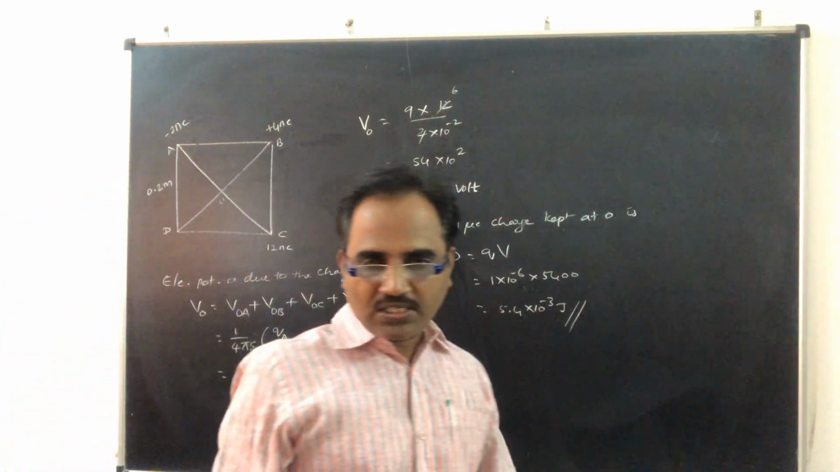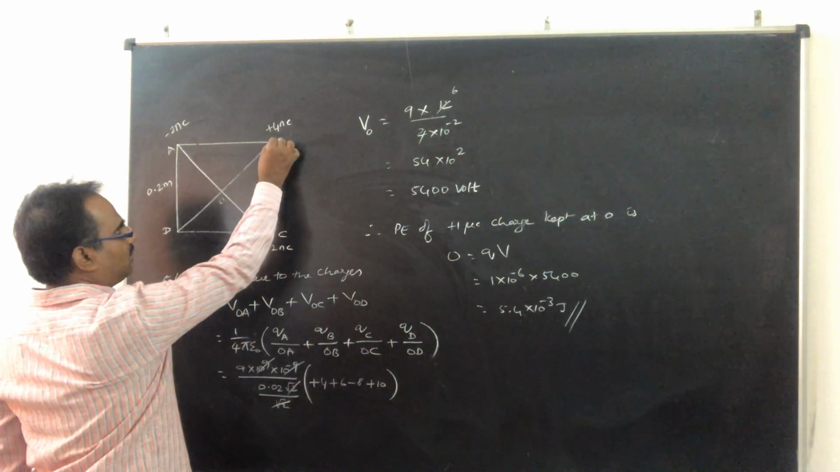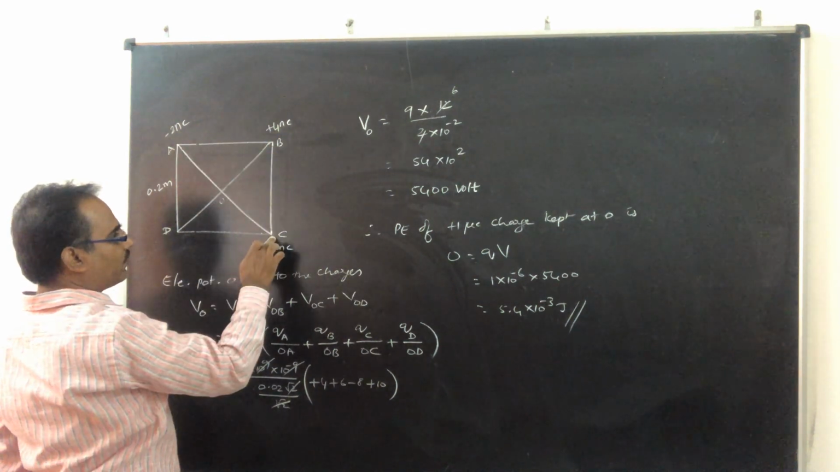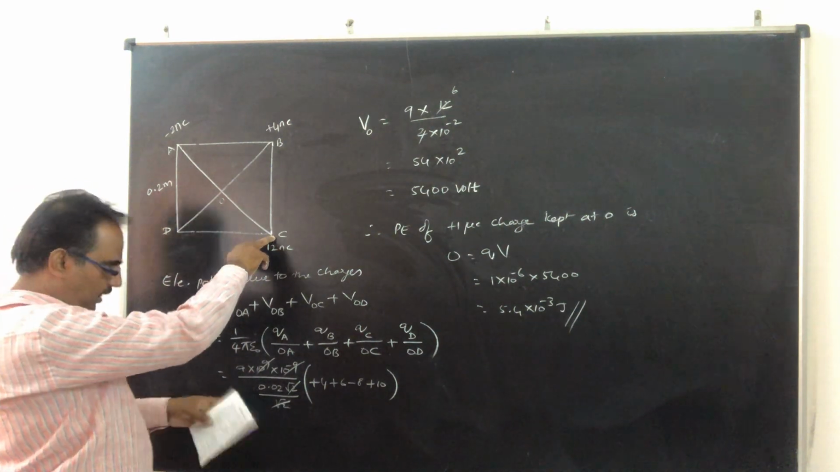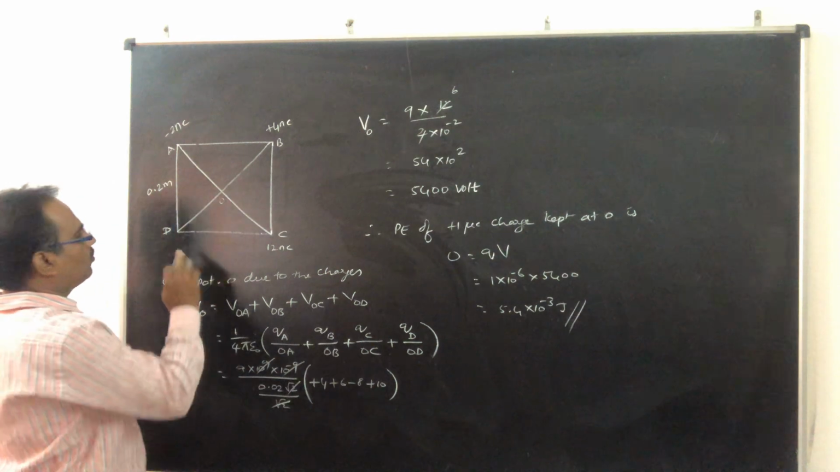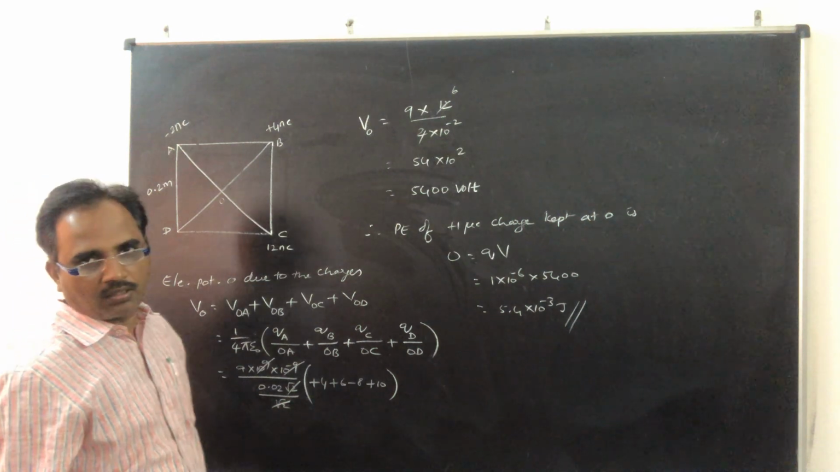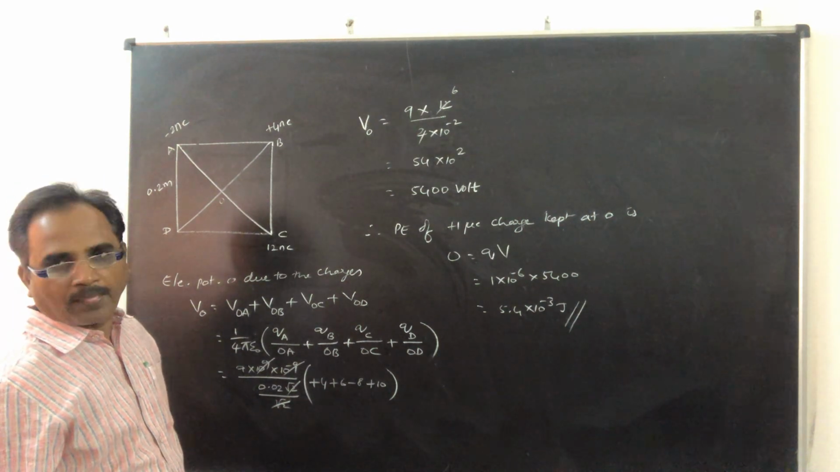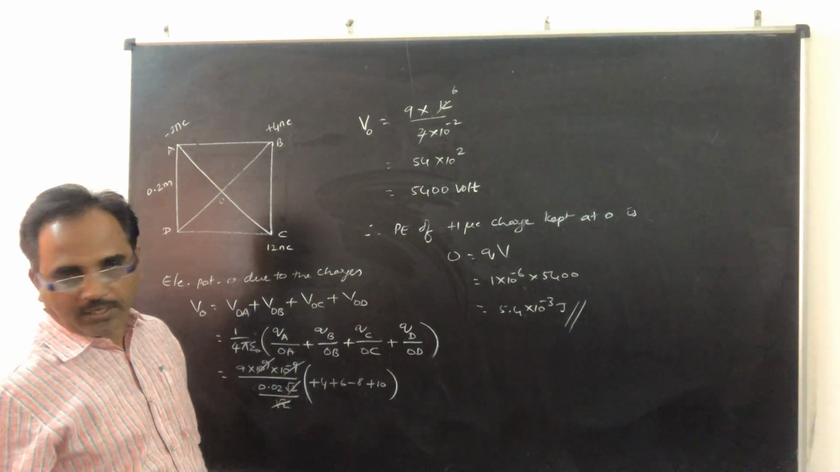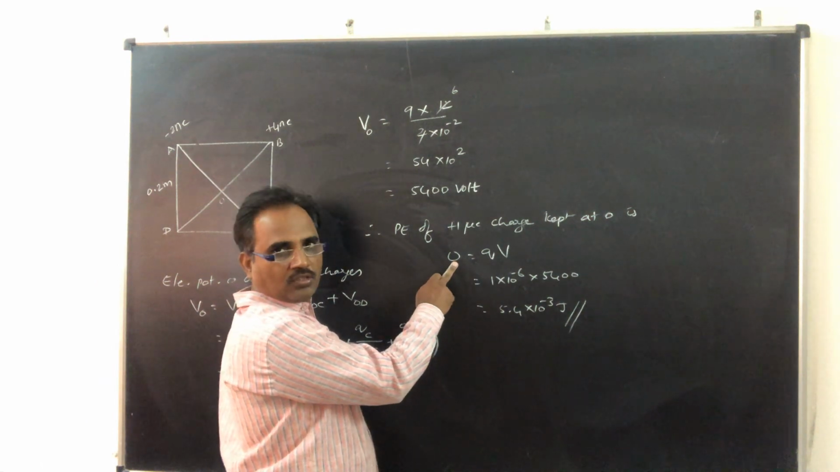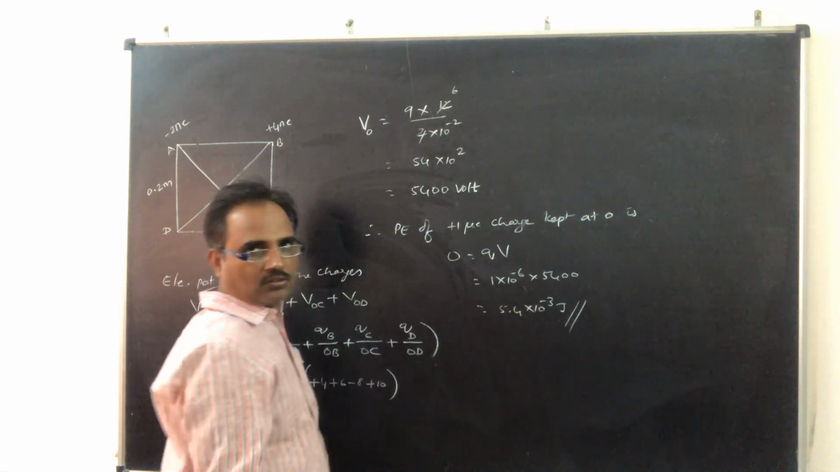These types of problems were asked in the annual examination many times. So here 3 charges are kept at the 3 corners of a square. You are asked to find the work done in moving a 4 nanocoulomb charge from D to O. As I already told you, whenever you need to find work done in moving a charge between 2 points, you have to use the same formula. Work done is equal to potential difference between those 2 points into charge.